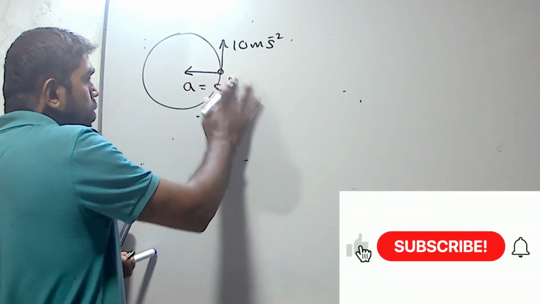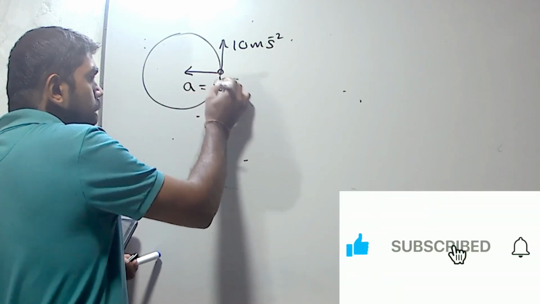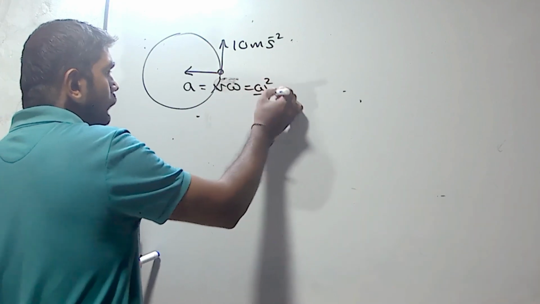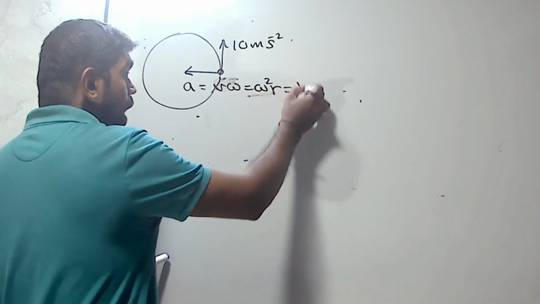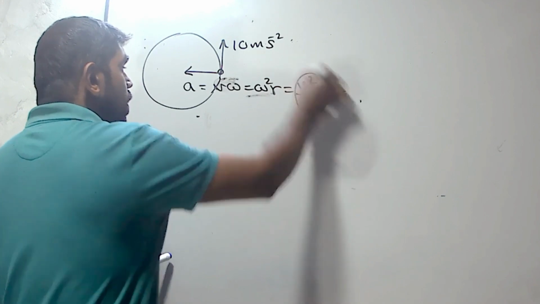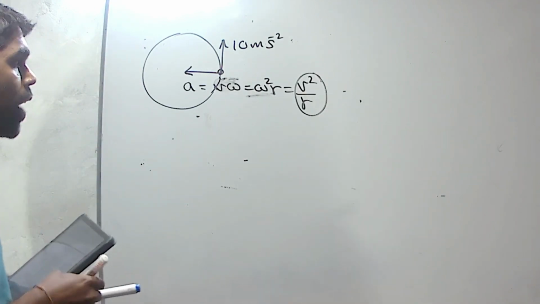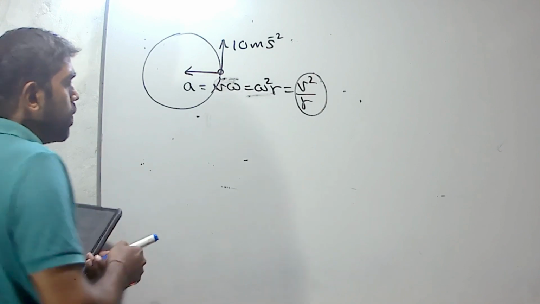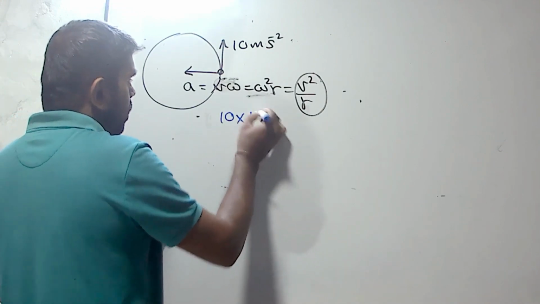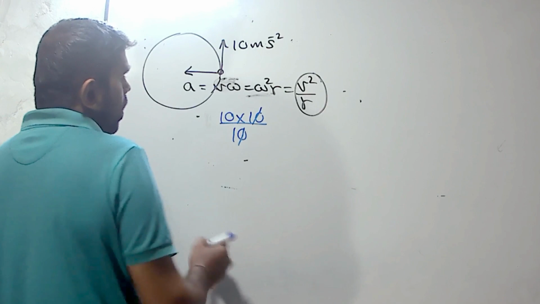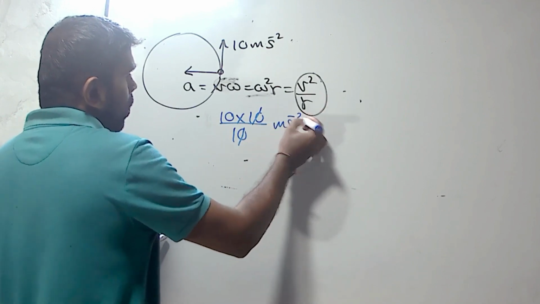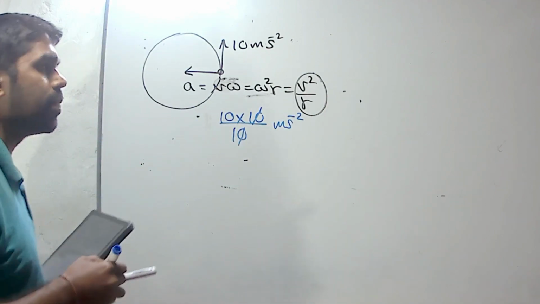We can use v omega, omega squared r, or v squared over r. Now they have given velocity, therefore we have to use v squared over r. v squared is 10 into 10 divided by radius 10. Now tangential acceleration is also 10 meters per second squared.